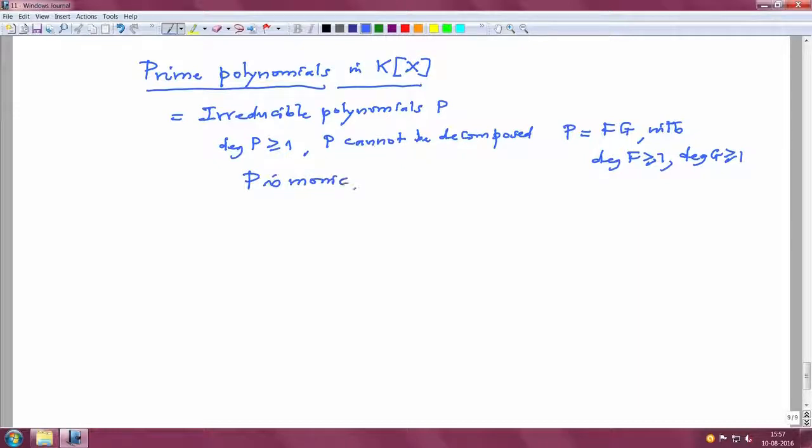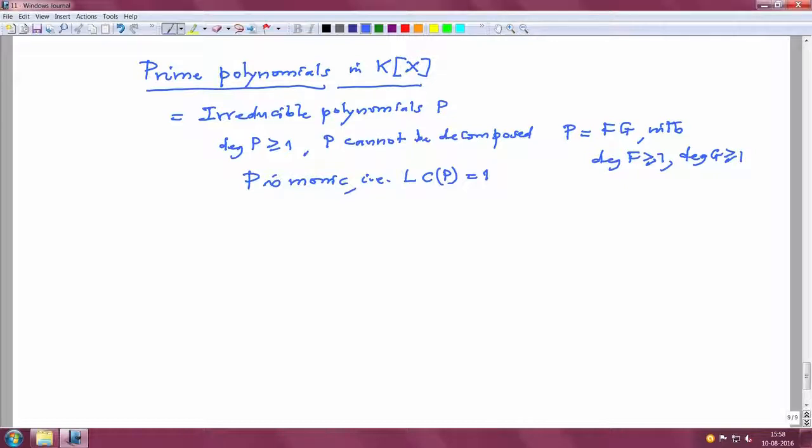P is monic means that the leading coefficient of p is 1. Such polynomials are called prime polynomials, and they play the same role as prime numbers. Understanding the prime polynomials over an arbitrary field is a complicated problem. However, one can describe them for special fields like complex numbers, real numbers, etc. But I will continue a little bit more.